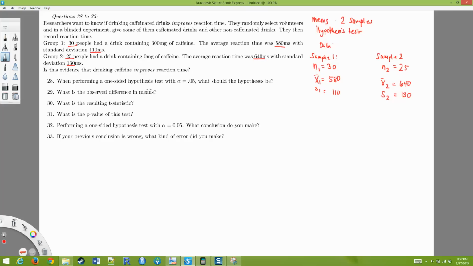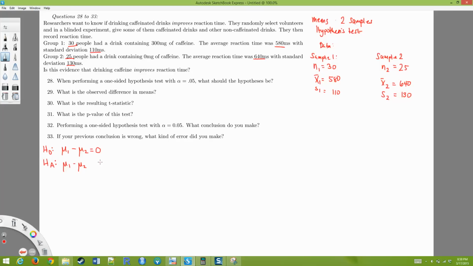When performing a one-sided hypothesis test, what should the hypotheses be? This one is a little bit tricky. So the null hypothesis is easy. We're going to write mu1 minus mu2 is equal to what? 0. That's always going to be our null hypothesis for a two-sample means hypothesis test. The alternative hypothesis is going to be mu1 minus mu2, and it's either going to be greater than, less than, or not equal to 0.